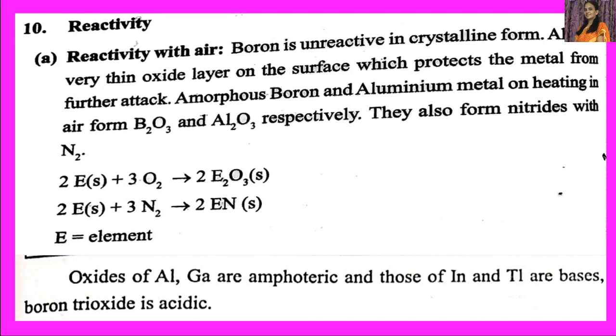Because of that reason, aluminium and gallium form amphoteric oxides, and indium and thallium, as they are metallic in nature, form basic oxides. So metallic oxides are basic in nature, non-metallic oxides are acidic in nature, and semi-metals form amphoteric oxides. Aluminium, though it has high metallic character, forms the oxide Al2O3, which is amphoteric in nature. That is, it has both acidic as well as basic nature. Even gallium oxide has amphoteric nature.